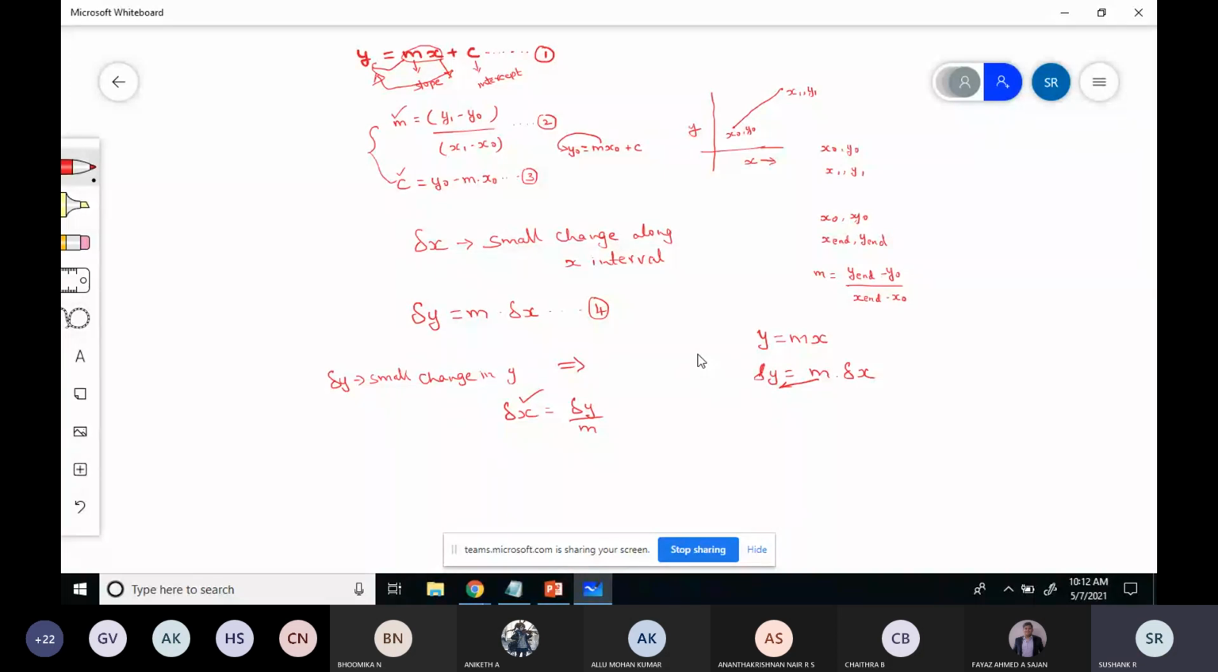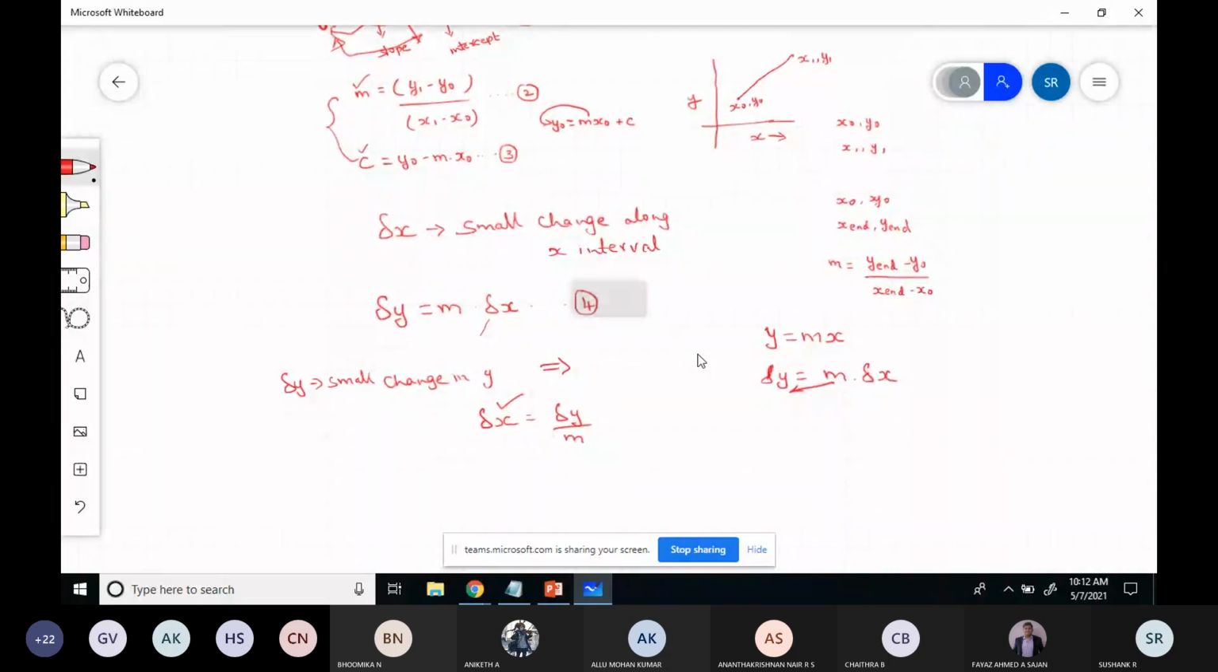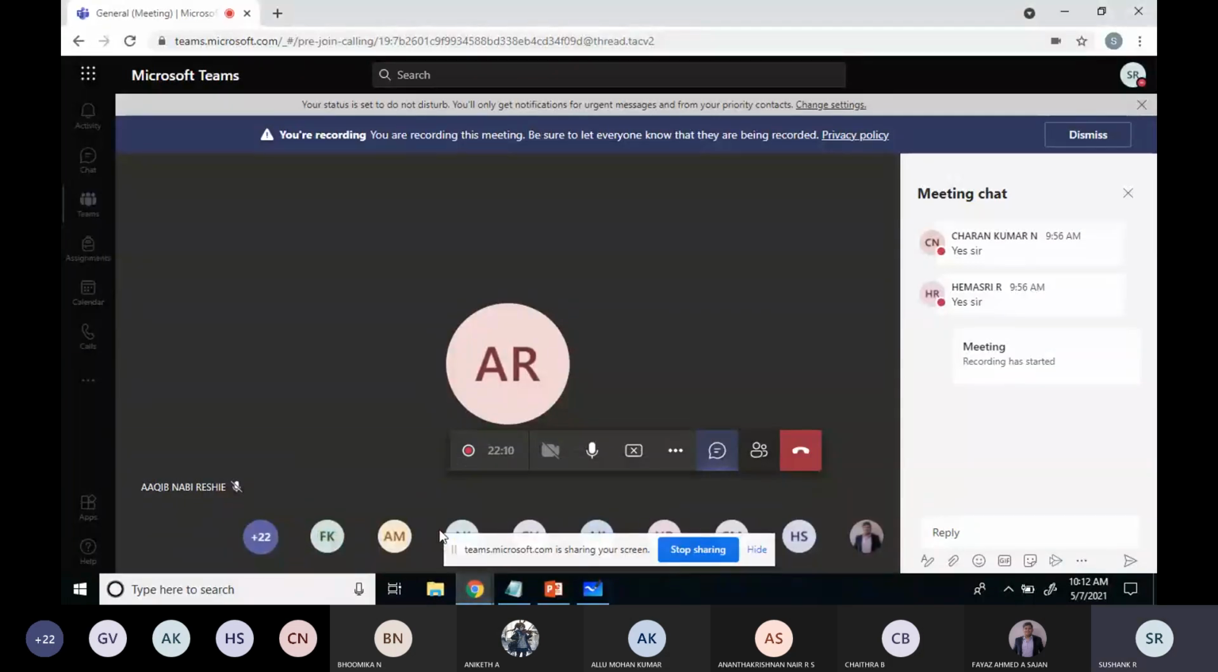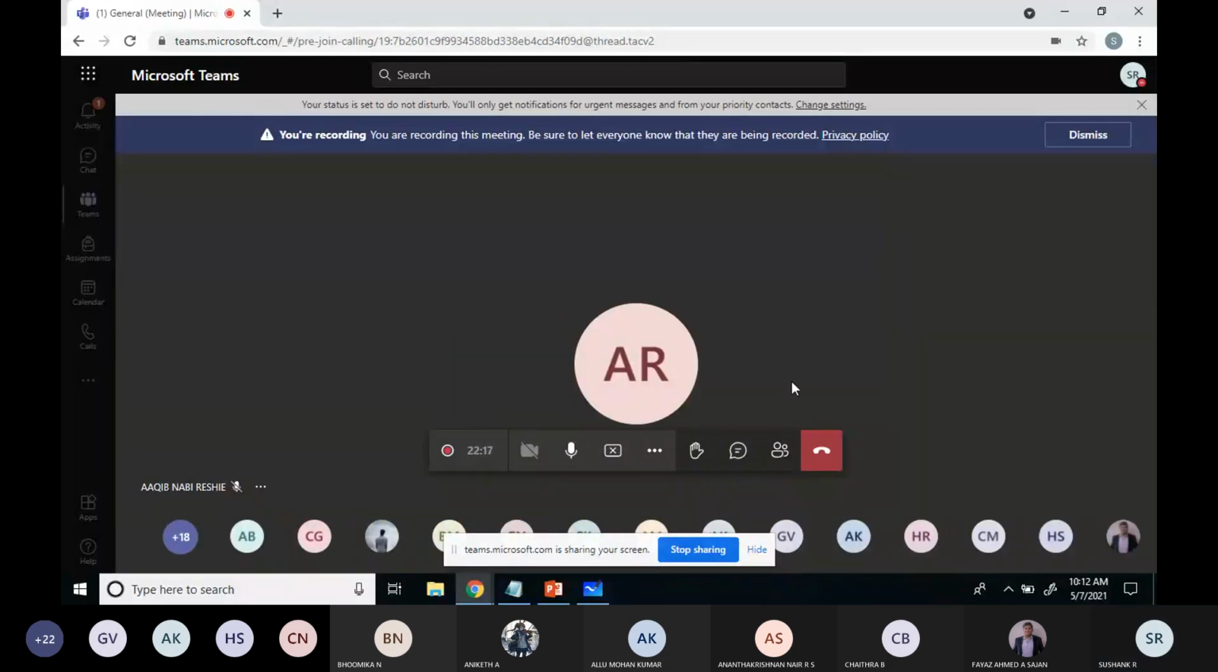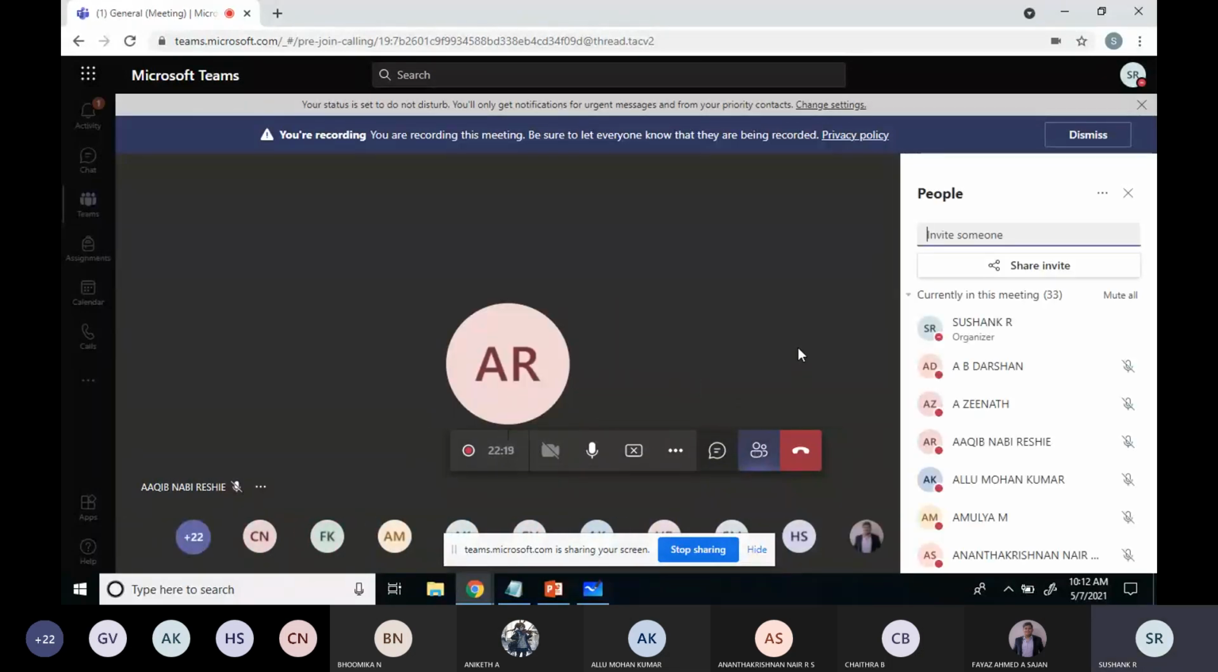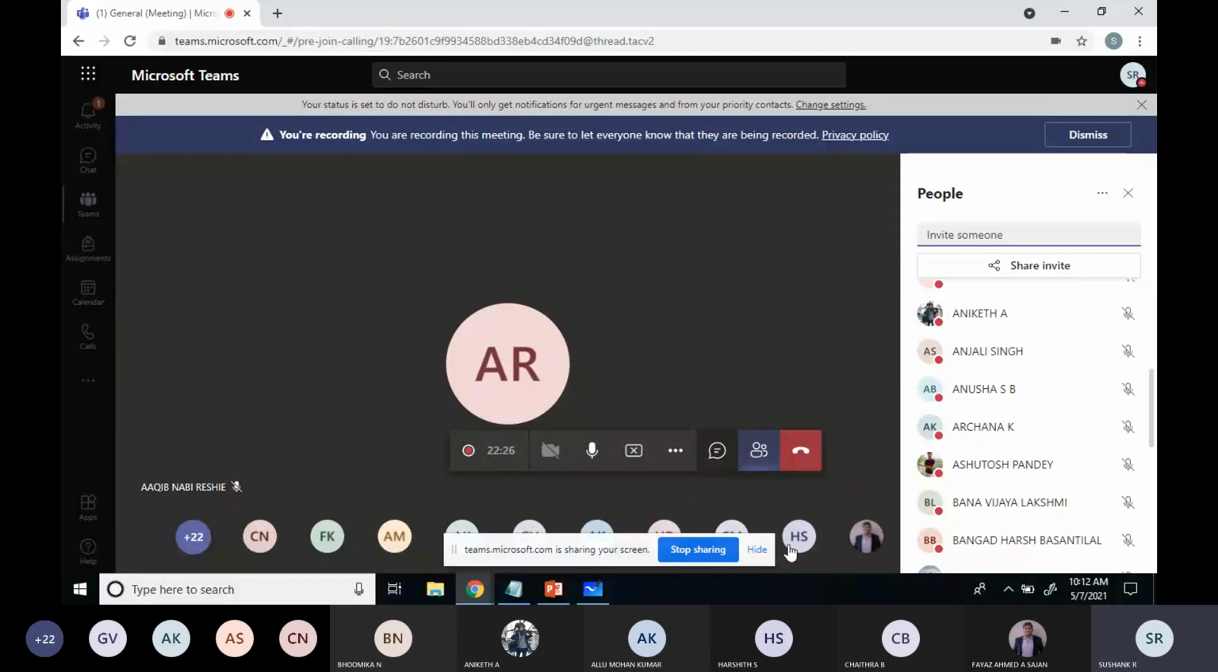So is this point clear? Any doubts with respect to these equations? Yes or no, just tell me whether these equations are clear or not. If you don't have any doubts, I will just pick and ask. Darshan, Amulya. No, sir. No doubt, sir.